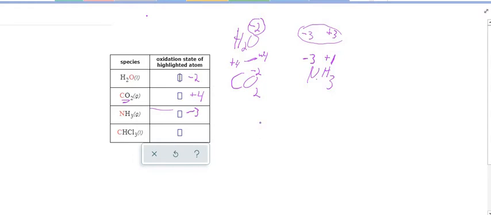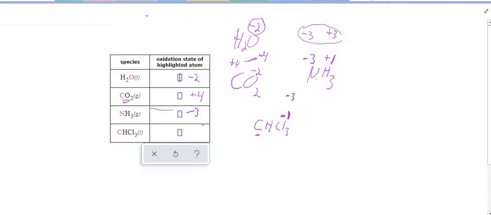Now let's look at CHCl3. Okay, when I look at that, I'm trying to get the oxidation state for that carbon right there. Well, the chlorines in this case are all going to be a -1. Okay, so chlorine's a -1. I can get that from the periodic table. So for counting purposes, I'm going to do 3 times a -1, so that is a -3.